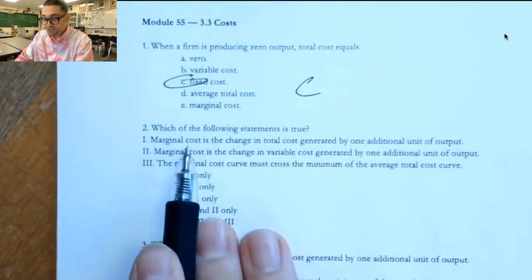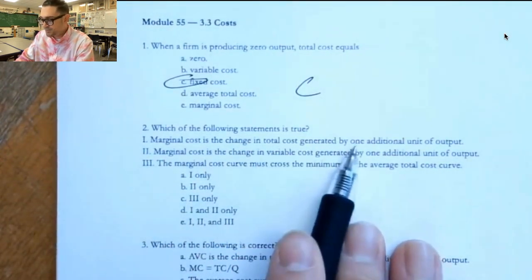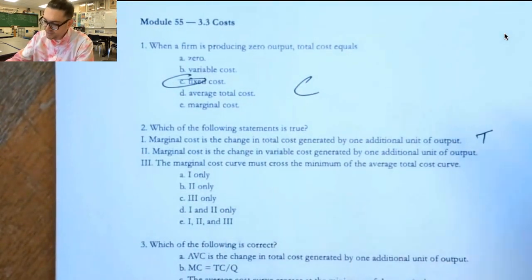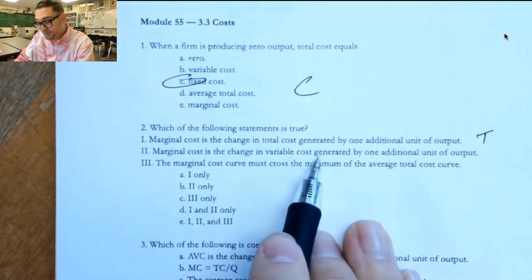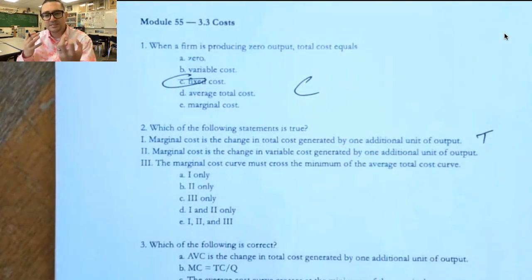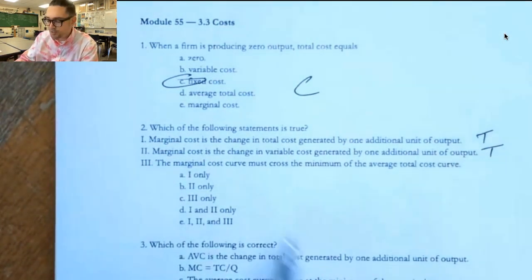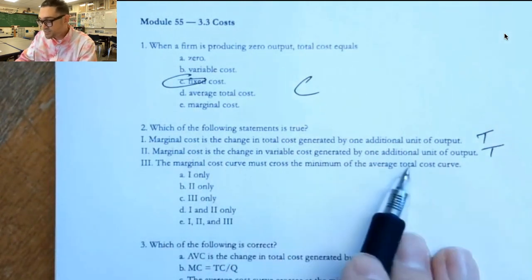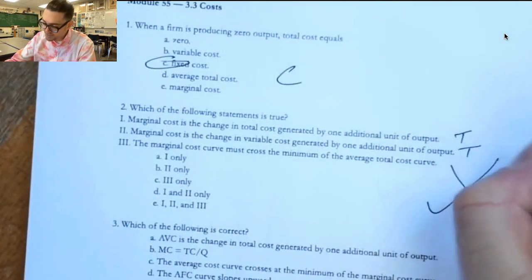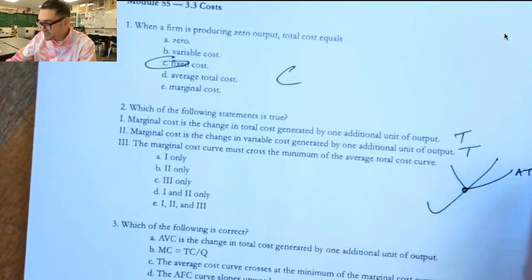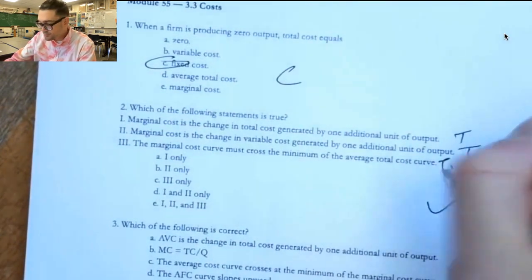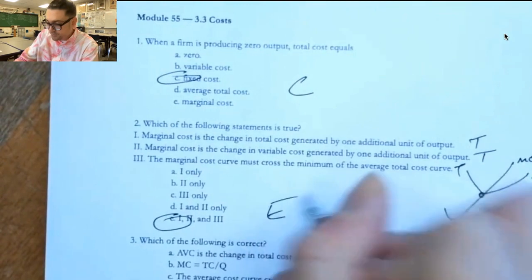Which of the following statements is true? Marginal cost is a change in total cost by one additional unit of output. That is true. Marginal cost is the change in variable cost from one additional unit of output. Also true, because the only kind of cost that's actually going to be changing is the variable. So you could do it using just those variables like we did in the earlier problem. The marginal cost curve must cross the minimum of the ATC. That is also true. So we're going to say E for this one, all of the above.